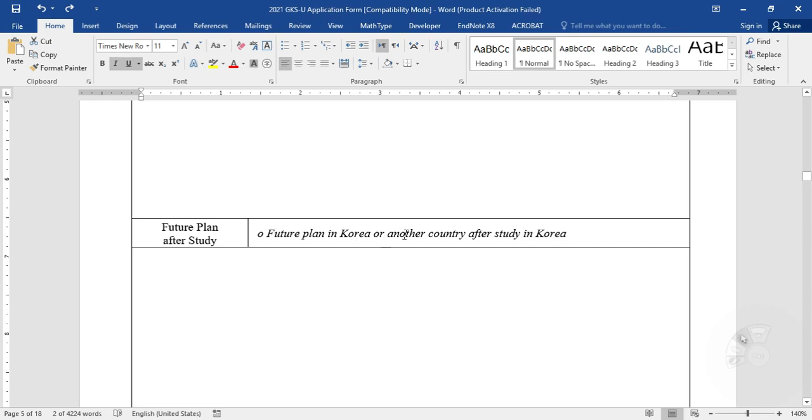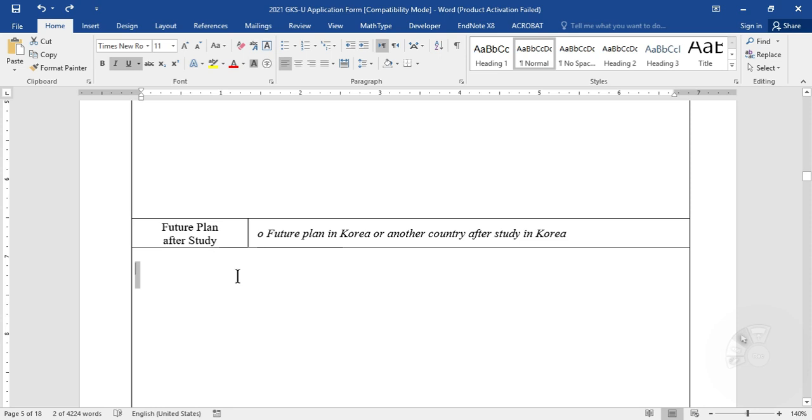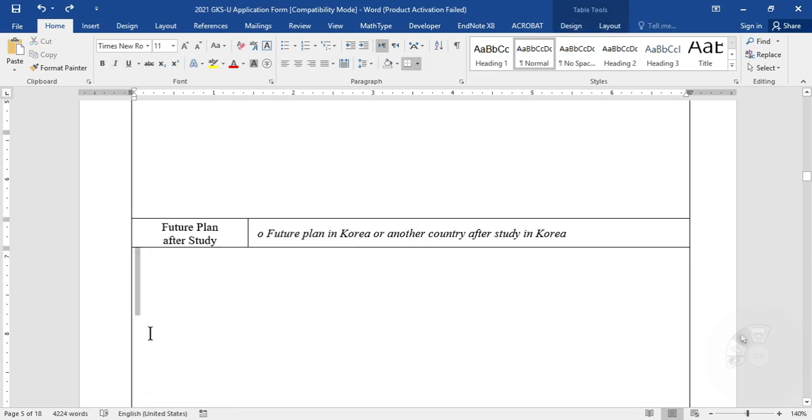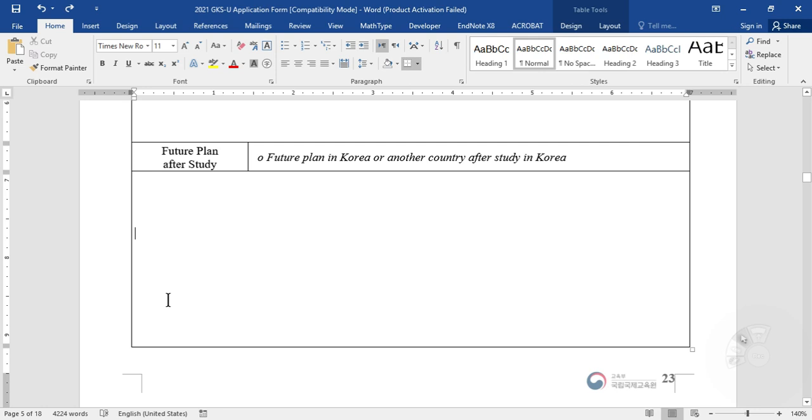Future plan in Korea or another country after study in Korea. So you should write why you are interested in mechanical engineering, and what your plan for the future is, if you want to be a mechanical engineer in industry, or you want to continue your studies to further research in these topics, or you want to invent something, or you want to even start your business here or in any other country or your home country.